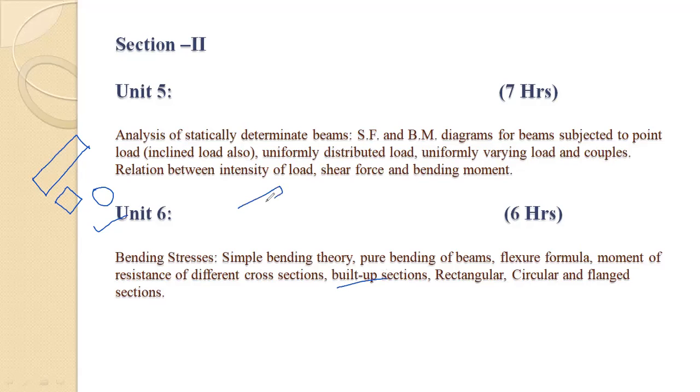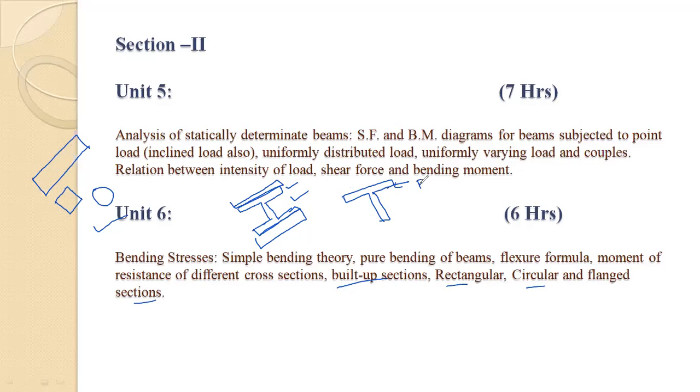Built up sections means, suppose this I section is connected through these plates. This is called a built up section. We have to find out the moment of resistance for this section also. Here the sections given are rectangular, circular, and flanged sections. Flanged means I section or T section.